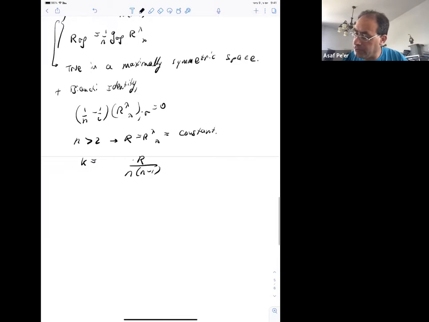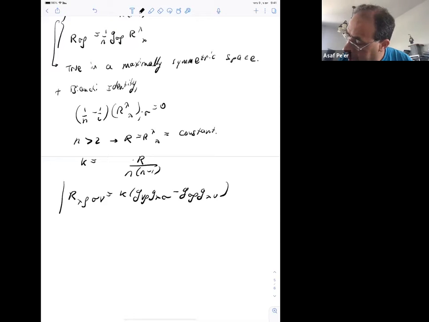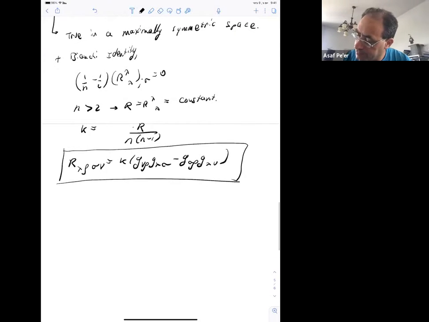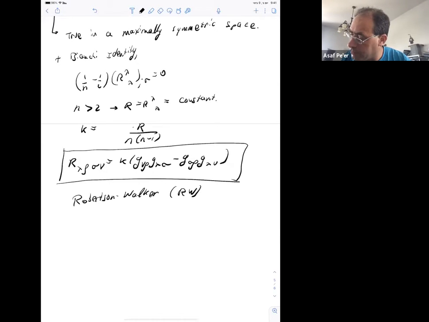And with that, we wrote down R lambda rho sigma nu as k times (g nu rho g lambda sigma minus g sigma rho g lambda nu). So this is a general result that we obtain for a maximally symmetric space. Using that, we derive the Robertson-Walker metric. So we wrote down the Robertson-Walker, or RW, metric.